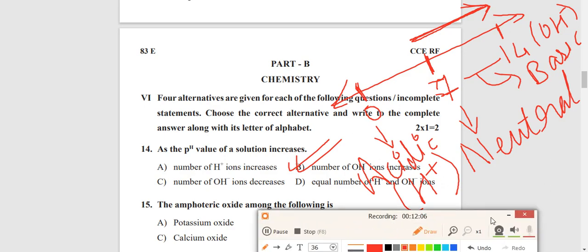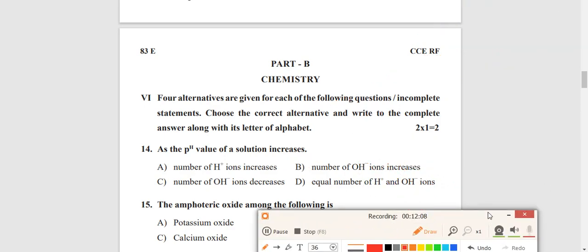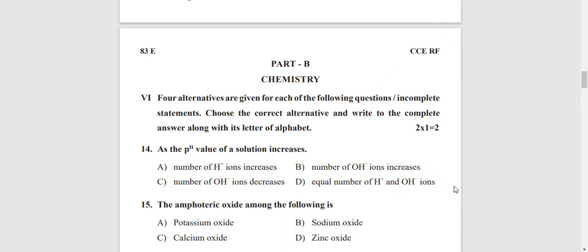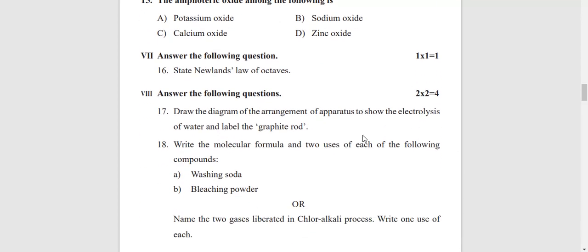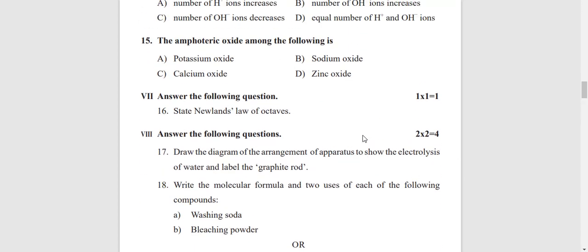So in this question you have to apply your little bit brain, and I know you all are very intelligent. You can easily give the answer of this question. Only thing is that you have to apply your mind little bit and you can give the answer.